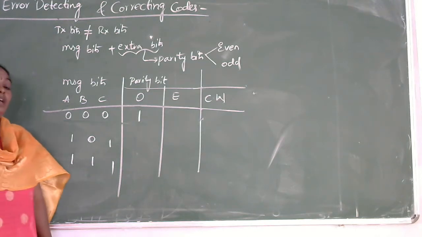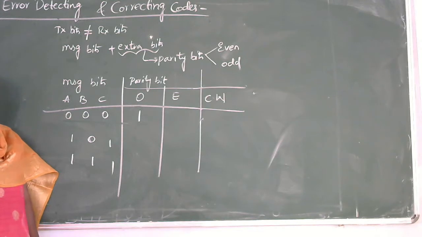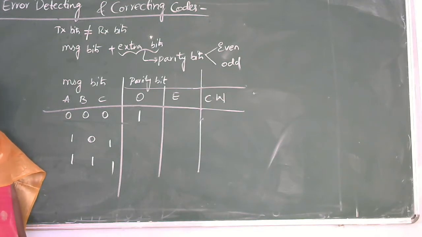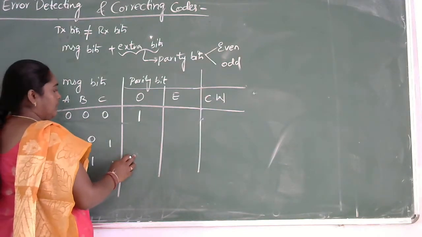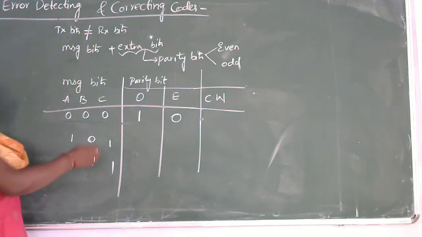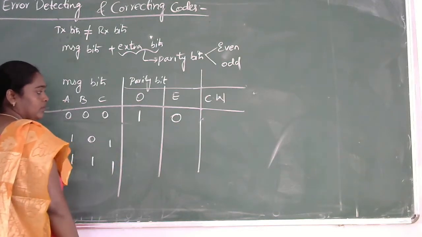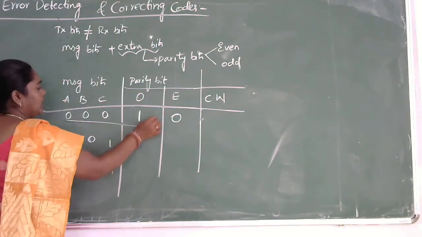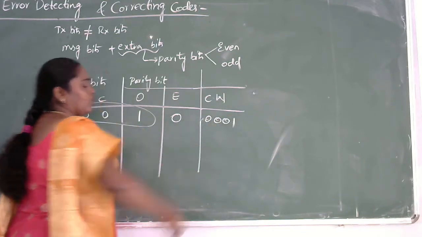So parity bits represent an extra bit which is added along with the original information. If I want to convert the same bits into an even parity, I need to append a 0, because the total number of ones should be even. If you combine these, it is called a code word.